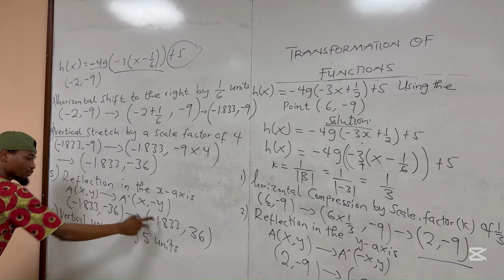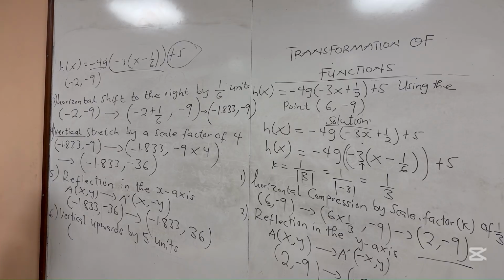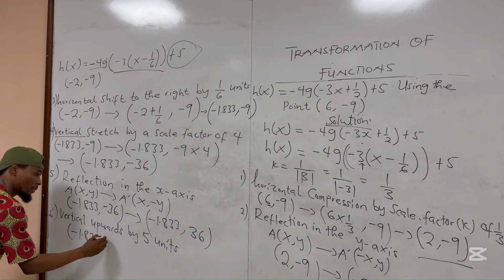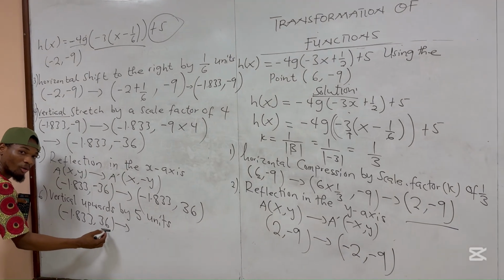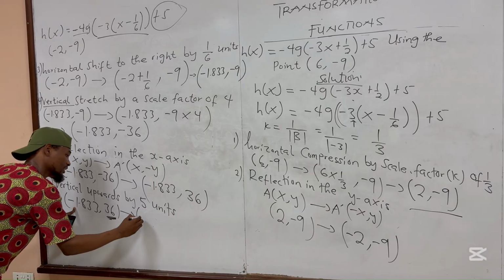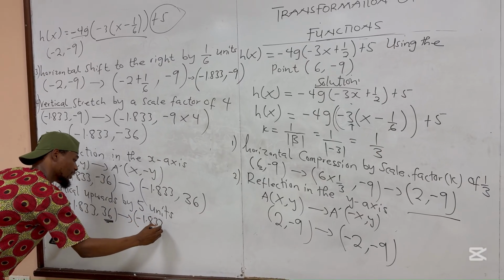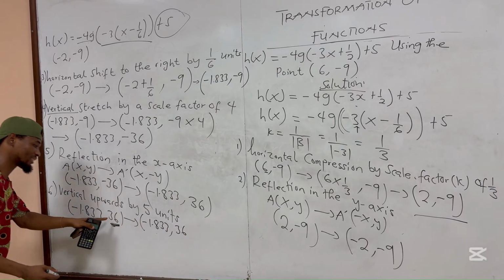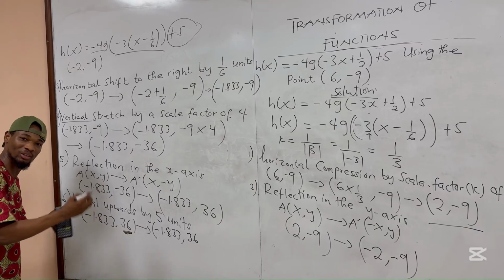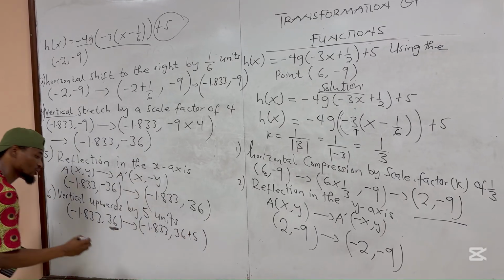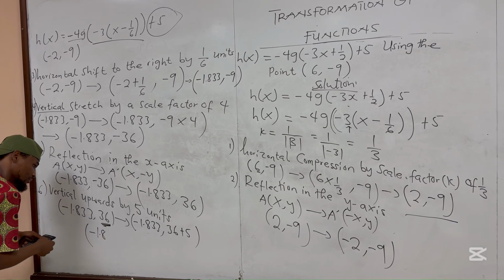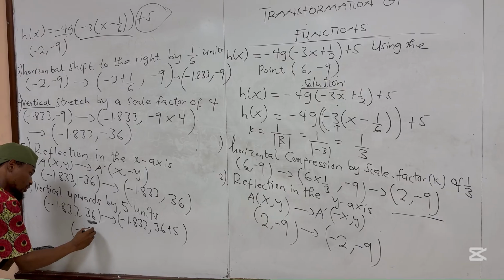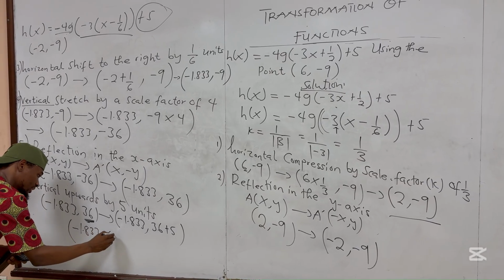So my current point is negative 1.833, 36. Since this will represent my vertical component, okay, I have negative 1.833, then I have 36. And because we're moving upwards, I'll add, it's positive. So plus what? Plus 5. So finally, I will have negative 1.833, and I have 41.